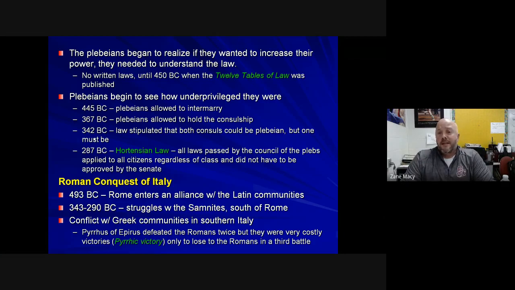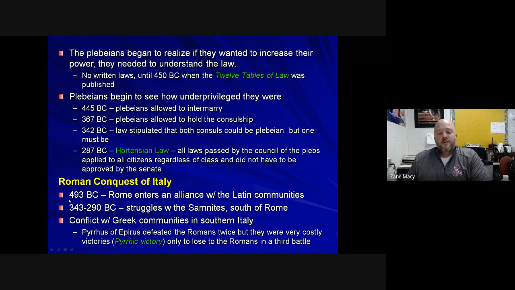Next thing we're going to look at is the expansion of the Roman Republic. First, the expansion of the Romans throughout the Italian peninsula, and then we'll start to look at the expansion of the Republic outside of Italy itself. And by the end of this chapter, we'll be moving into how the Roman Republic ends up becoming an imperial setup, and you had the transition from the Roman Republic to the Roman Empire.